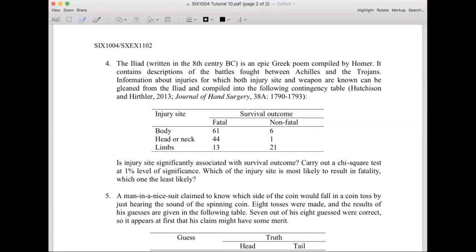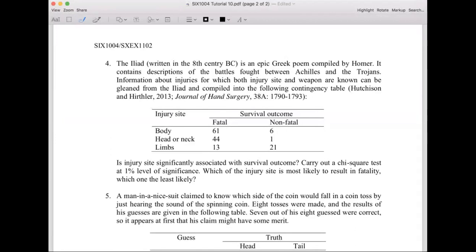Just by looking at the data, we know that there is an association, if you look at the way the data is so unbalanced, right? You see that the fatalities are all on the side where you have body and head or neck, and non-fatal is more associated with limbs. Even without doing a chi-square test, you know that this one is associated. If you do a chi-square test, you're sure to reject the null hypothesis of independence.